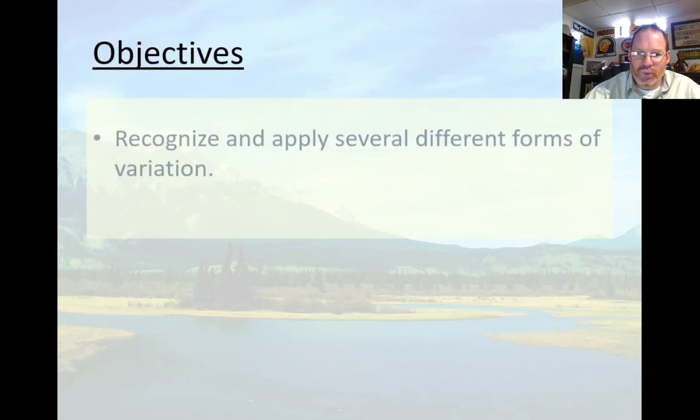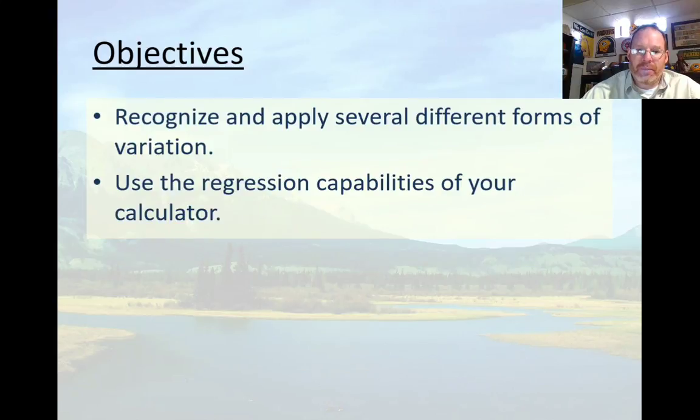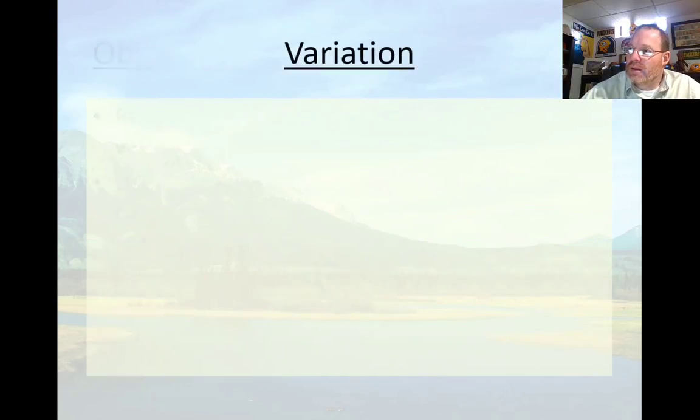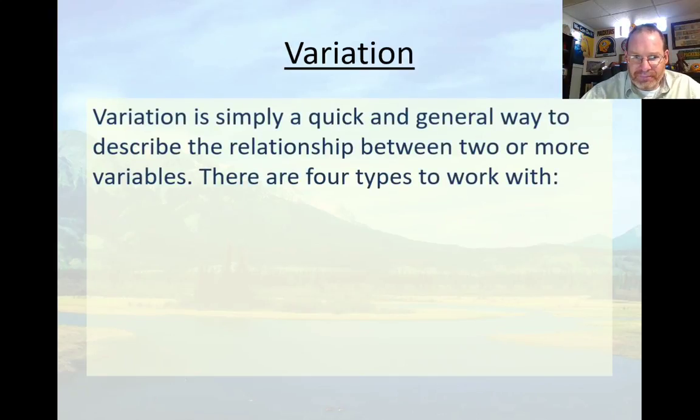All right, so the plan is to recognize and apply several different forms of variation, and then also use the regression capabilities of our calculators. And yep, we've done both of these things in Algebra 2. So first of all, what are we talking about when we say variation? A variation is a simple way to generalize a relationship between two or more variables.